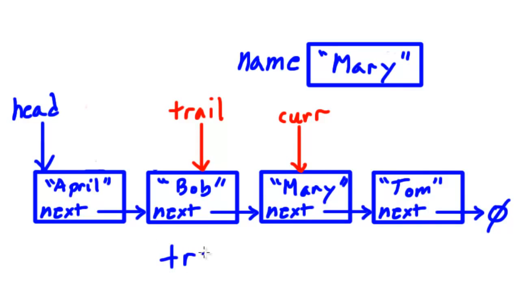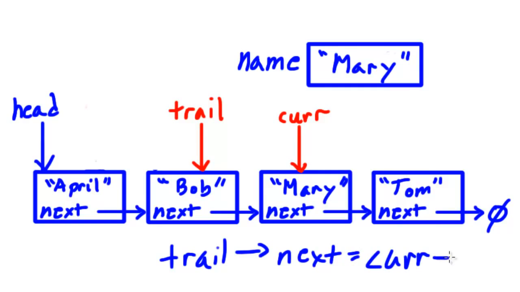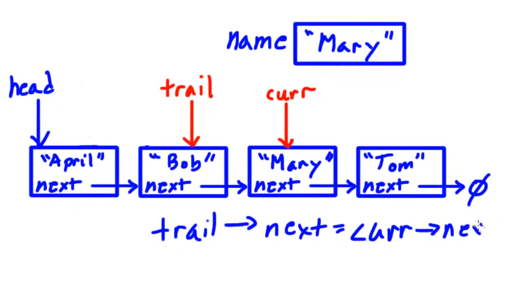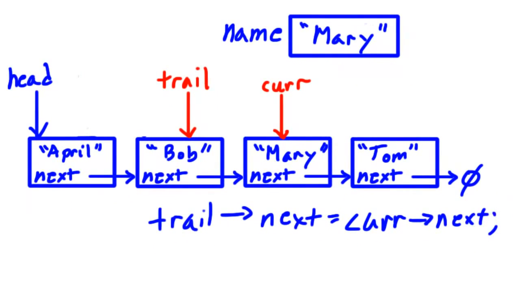So it's just going to be some code that looks like this. We'll have trail's next set to cur's next. So current pointer's next. And that will adjust the pointers like so. Let me go ahead and erase this bit here. And it will adjust that pointer so that it's pointing here to this node. So it's pointing there to the Tom node.